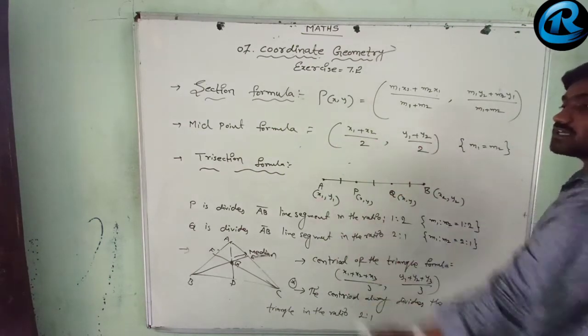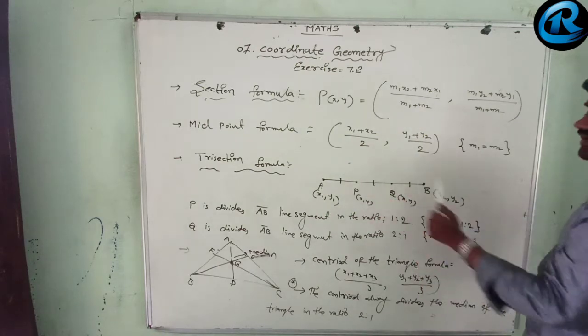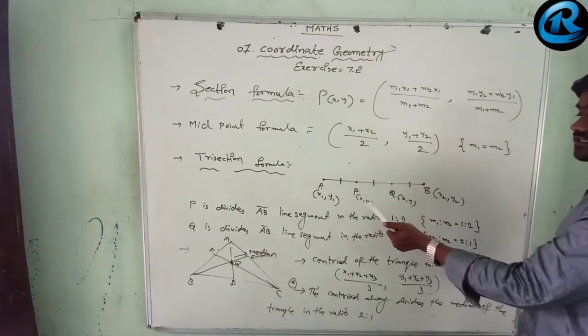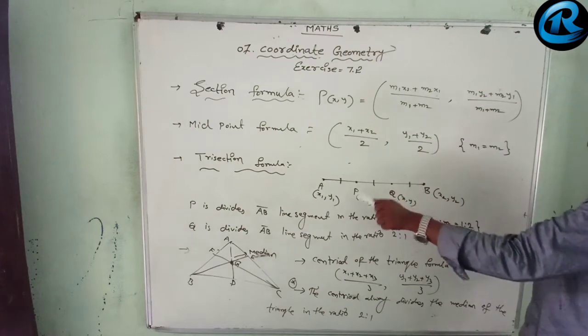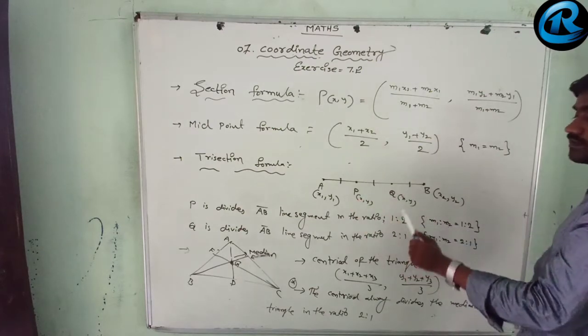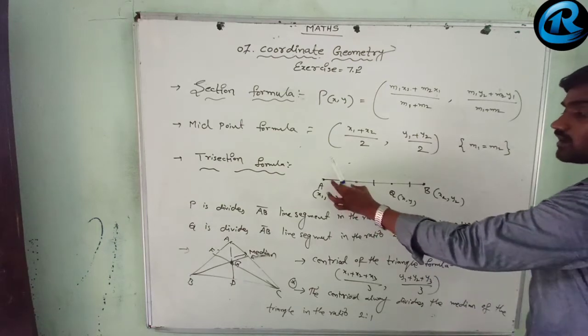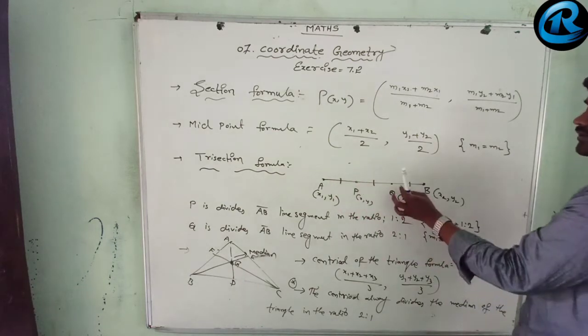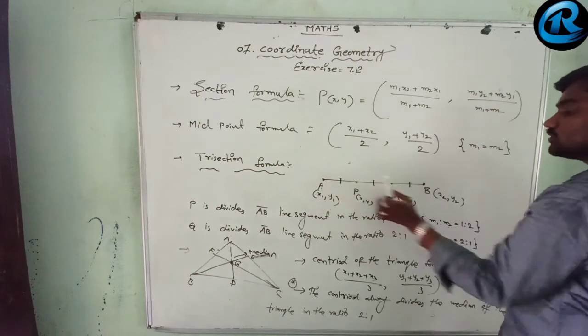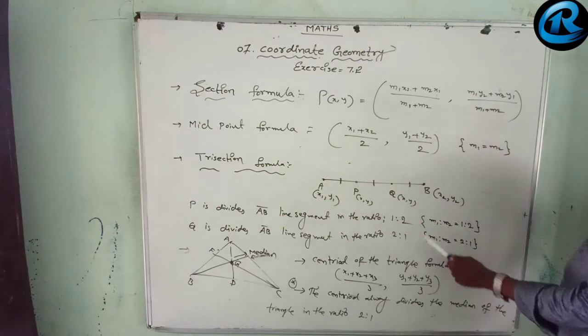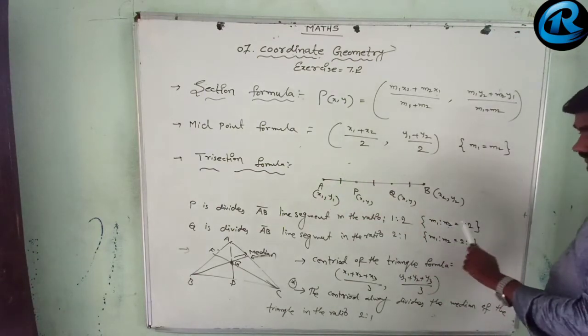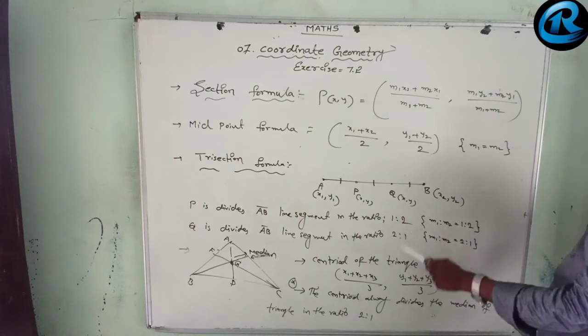And trisection means, if an AB line segment is divided into three equal parts, the dividing points are known as the trisectional points. If P divides this AB line segment in one part and two parts, so 1:2, and Q divides this AB line segment in the ratio 2:1. To know the ratios, I have told this.